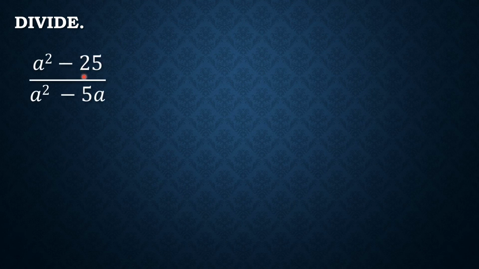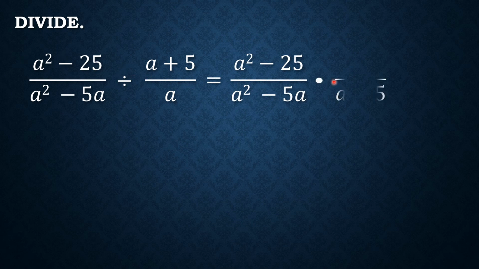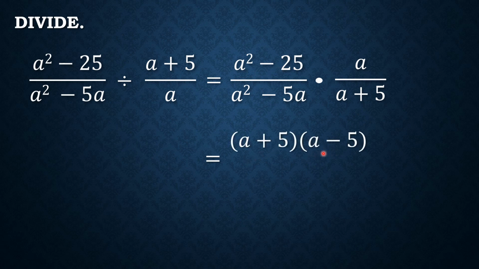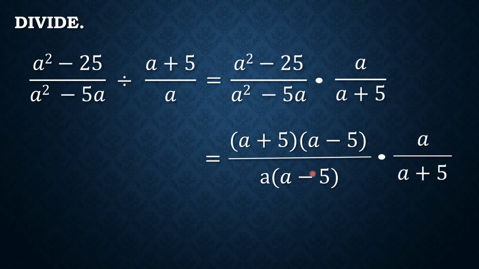Divide A squared minus 25 all over A squared minus 5A and A plus 5 over A. So, remember CCR: copy, change, reciprocate. Then factor. So the factored form of A squared minus 25 is A plus 5 times A minus 5. A squared minus 5A, we have A times A minus 5. The divisor we just copy, we can no longer factor it, so this is it. Next is to cancel all common factors. We have A plus 5, A plus 5, A minus 5, A minus 5, then A and A.